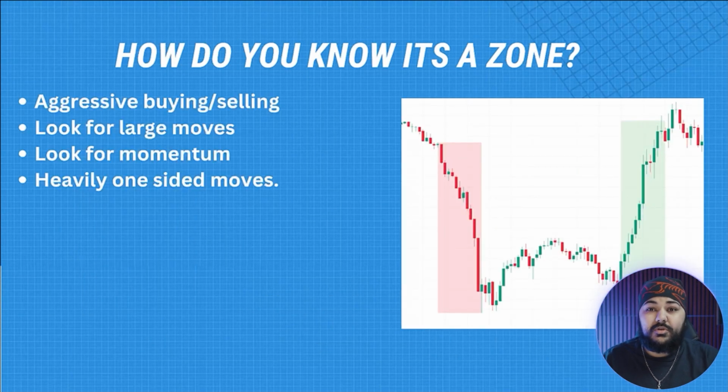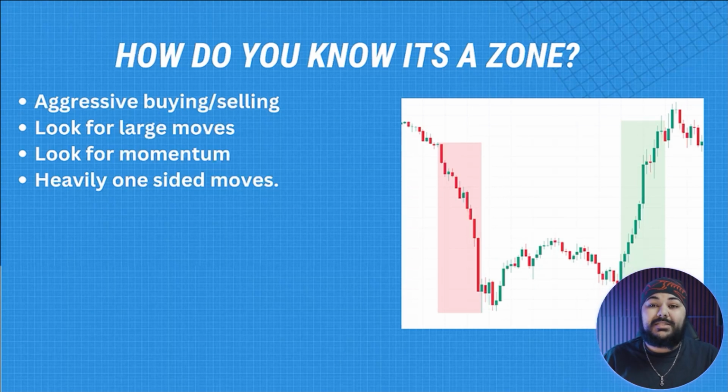So how do you know it's a zone? There's 4 things you want to look for. You want to look for aggressive buying and selling, you want to look for large moves, you want to look for momentum, and you want to look for heavily one-sided moves, meaning that you don't want to see a move go down and then bounce up, consolidate. You want to see it slice right through.